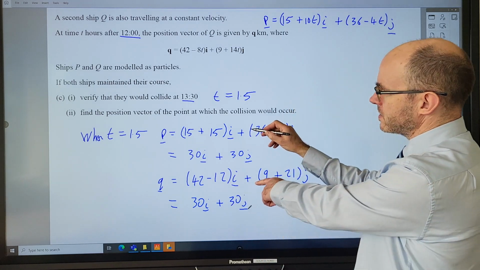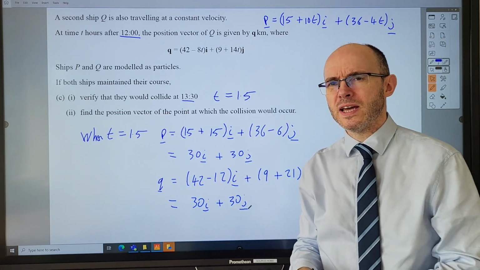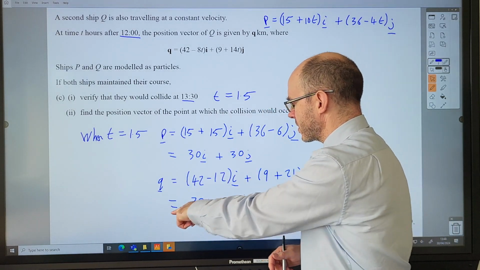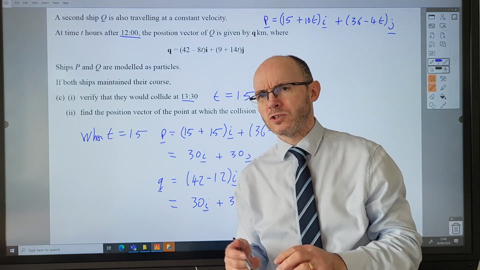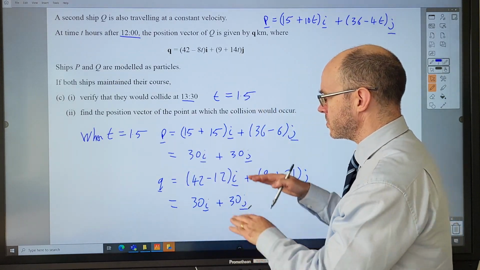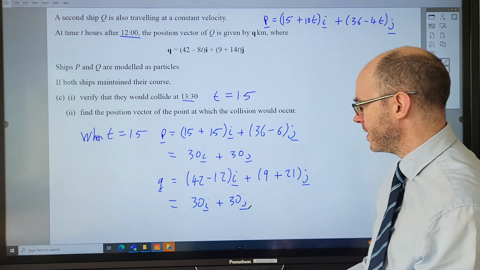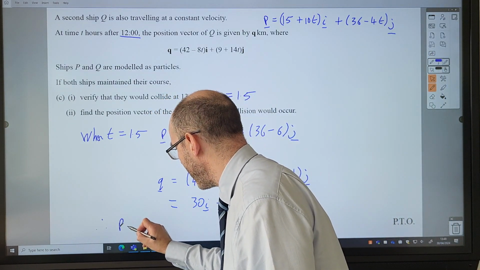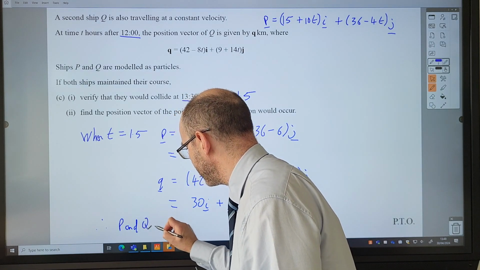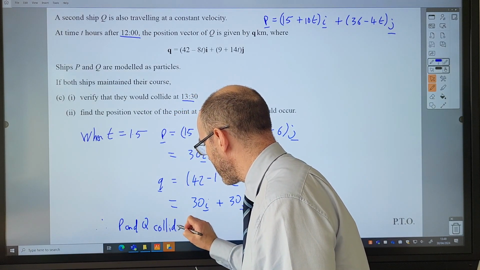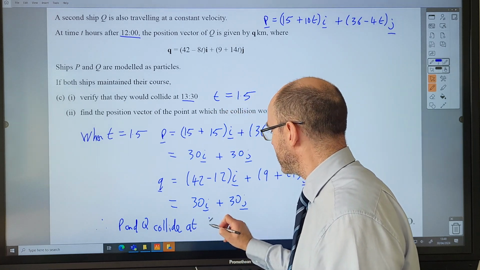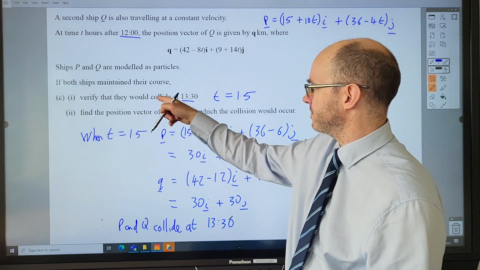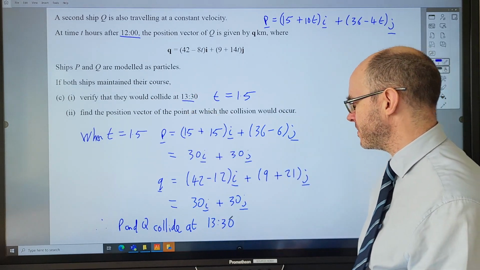I think this bit is important because verify they will collide. It's a bit too convenient if you just write down P equals that, Q equals that. Oh look, they're the same. You should show a little bit of work, and I think just to justify that you do get to the same answer. Then I'm going to put therefore P and Q collide at 13:30. Basically, like to show that really, explain that what I said was correct was going to happen.